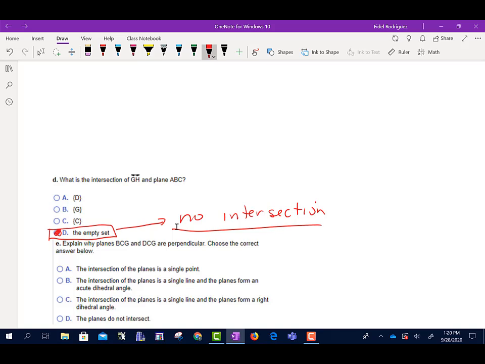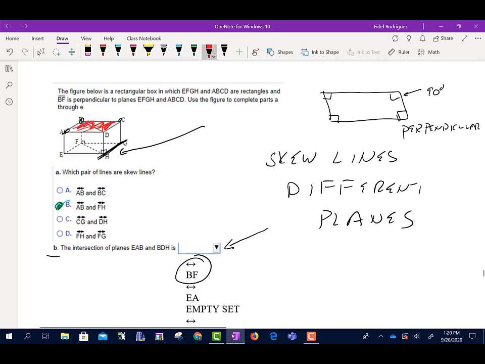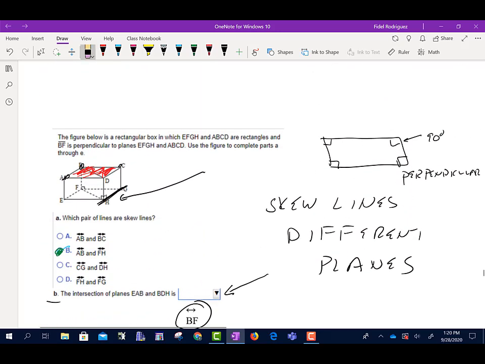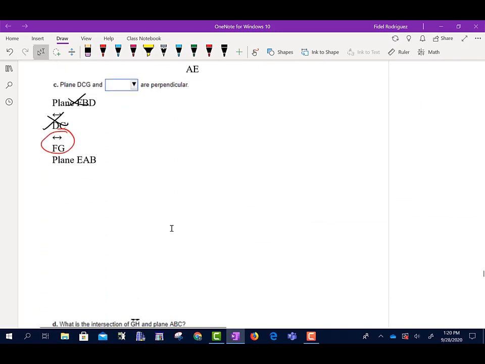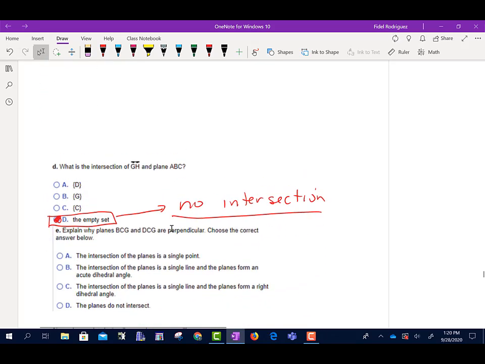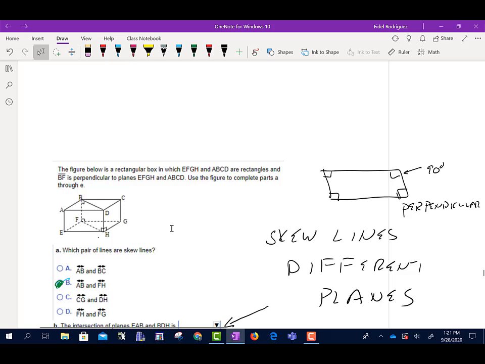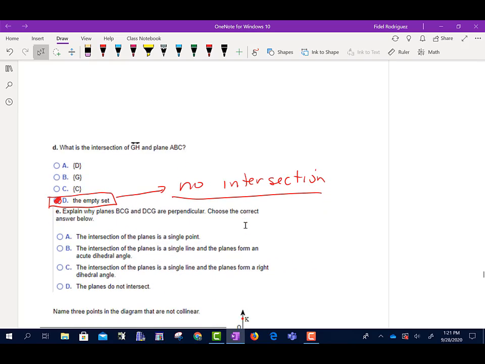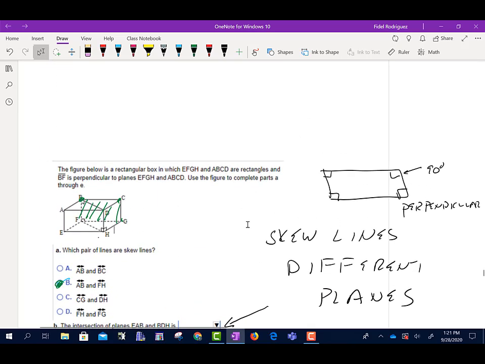All right. So part E says, explain why planes BCG and DCG are perpendicular. So let me clean up this mess. And what were the planes again? BCG and DCG. So BCG, it's that back wall there. And the other one was DCG. DCG is sort of this side one right here.